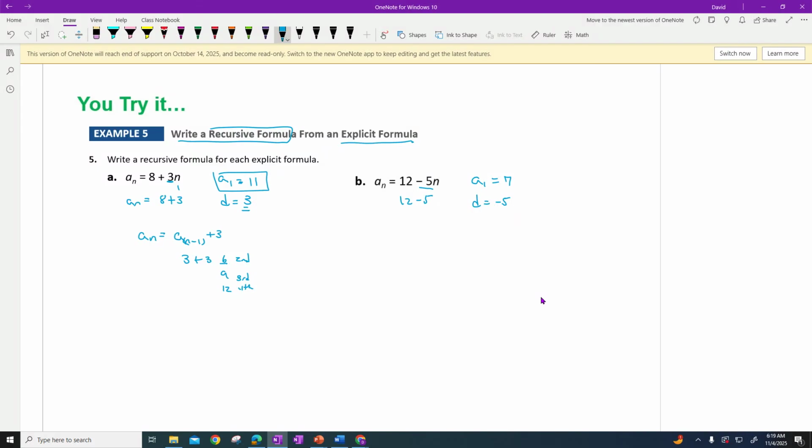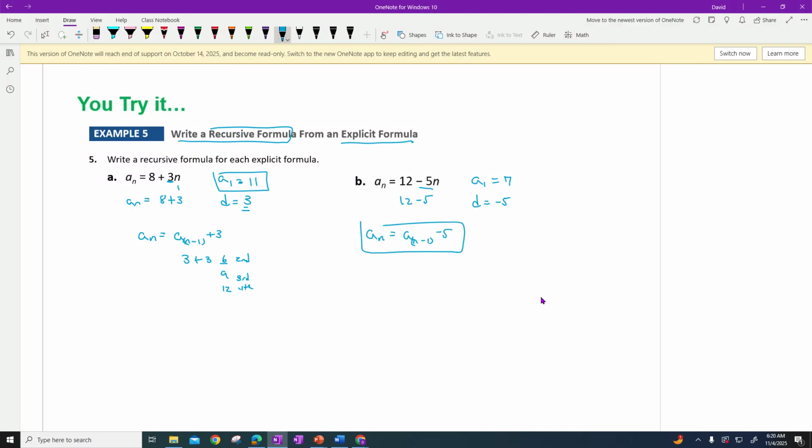And now I'm going to write the recursive formula. So it's a sub n equals, this is always going to be here, a sub n minus 1. I want to show you how to put this in on your computer, because it took me like an hour to figure out where this button is. It's a long process to find this guy here, for me anyhow. And I need my difference, which is minus 5.